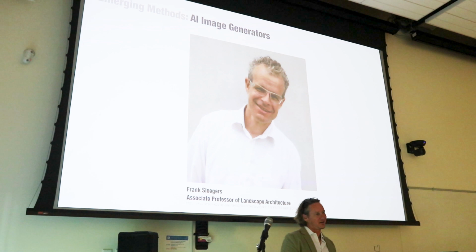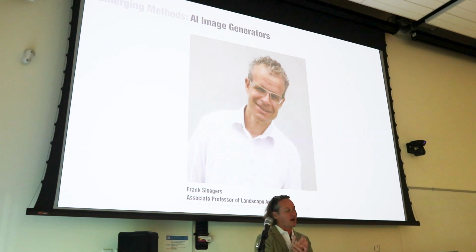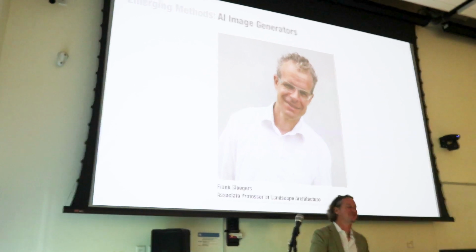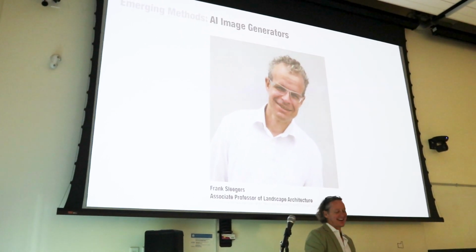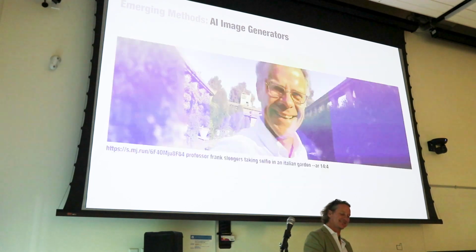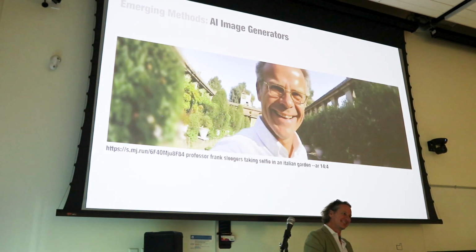Which brings me to the final point that I'd like to make about AI, which is you can use a photo of a person to make an image. And I happen to know that Frank likes Italian gardens. It's not perfect. It's not exactly Frank, but it's pretty close. And he's in a fictitious Italian garden. So you can do this.